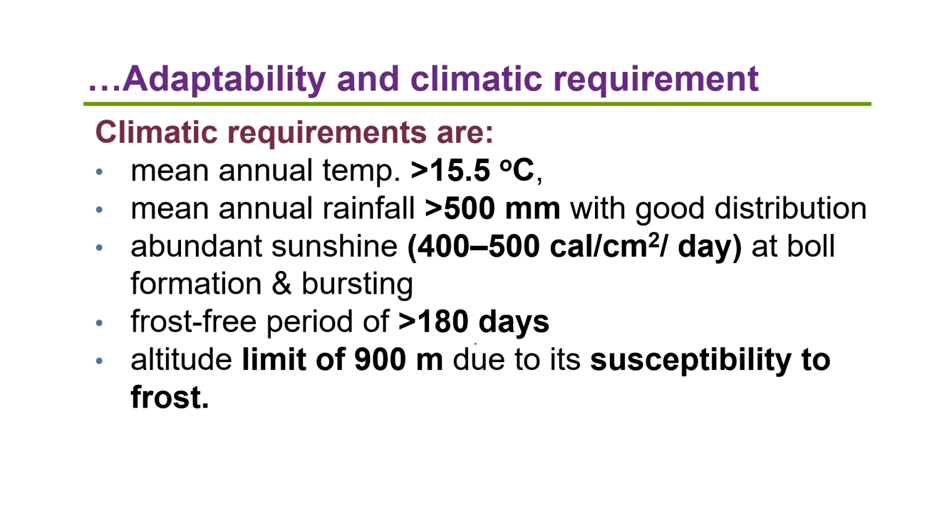Now, climatic requirements of cotton crop: mean annual temperature is greater than 15.5 degrees centigrade. Mean annual rainfall is more than 500 millimeter with good distribution. Abundant sunshine hours are needed, 400 to 500 calorie per centimeter square per day. This is the kind of light intensity which is suitable for this crop, and this is needed particularly at boll formation and bursting of the bolls.